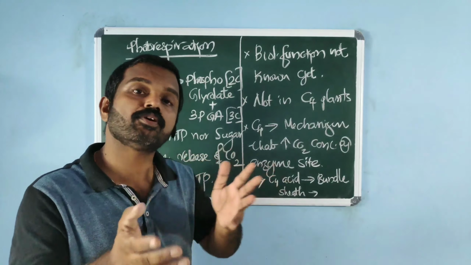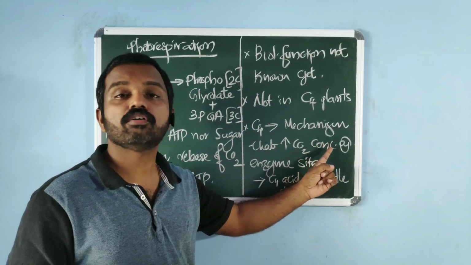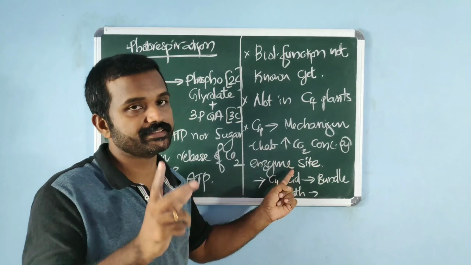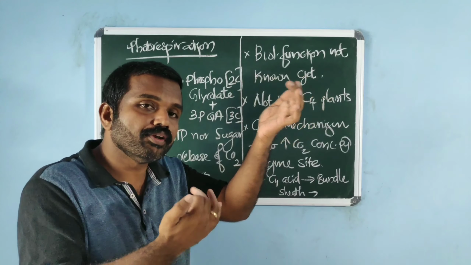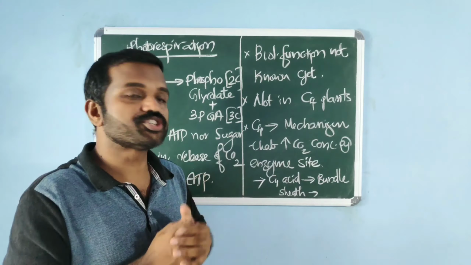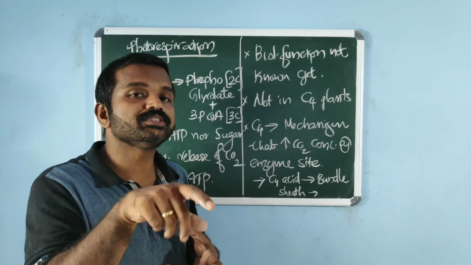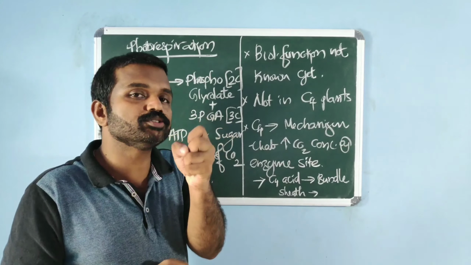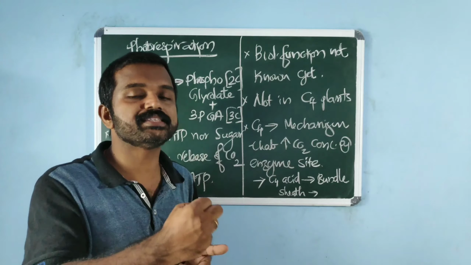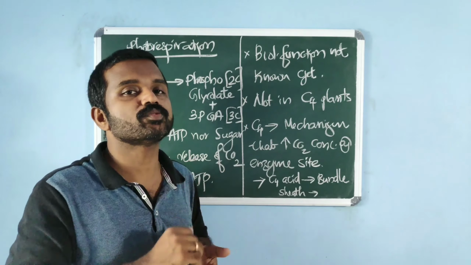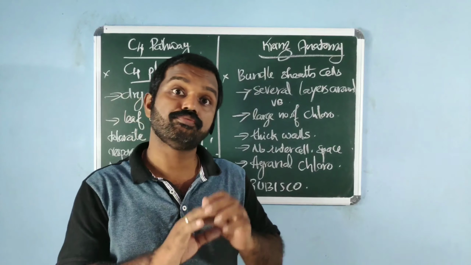Photorespiration does not take place in C4 plants because they have a mechanism that increases the concentration of carbon dioxide at the enzyme site, that means the site of Rubisco. When C4 acid is transported from mesophyll to bundle sheath, within the bundle sheath, this C4 acid undergoes decarboxylation which releases carbon dioxide. That increases carbon dioxide concentration in bundle sheath cells. This minimizes the oxygenase activity of Rubisco and promotes the carboxylase activity of Rubisco. C4 pathway.